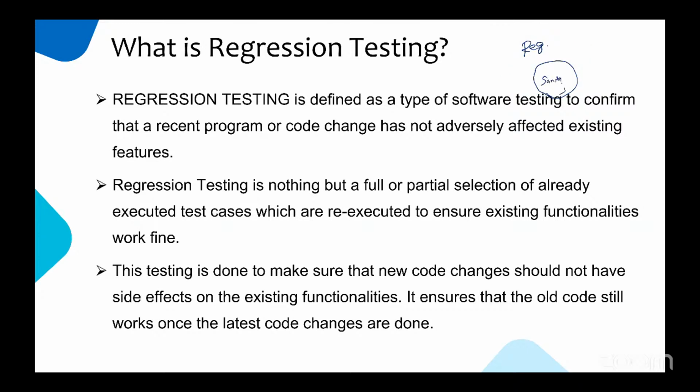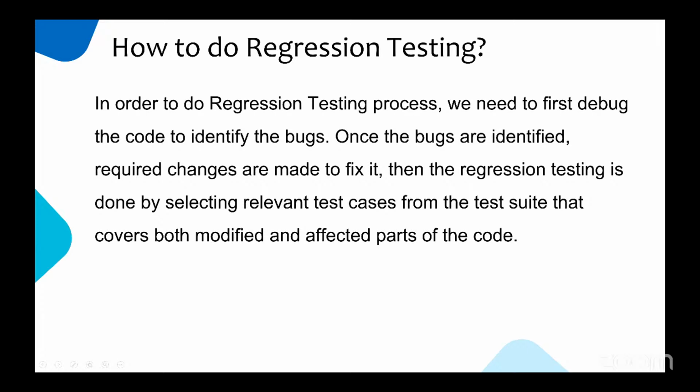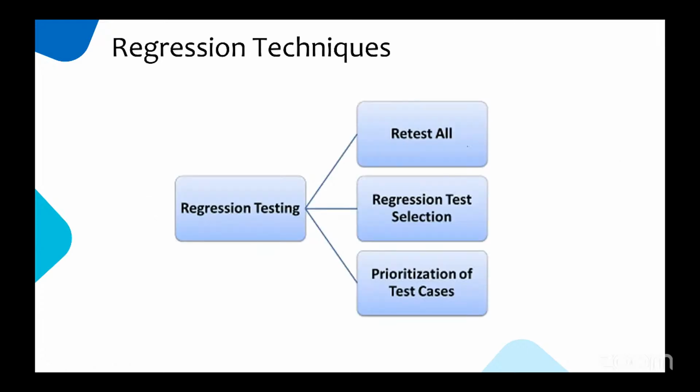In that subset comes smoke testing. So this is how the testings are carried out. And when it comes to regression, we can retest all the test cases, or we can choose the test cases according to the requirement, according to the release plan, and we can also prioritize test cases.